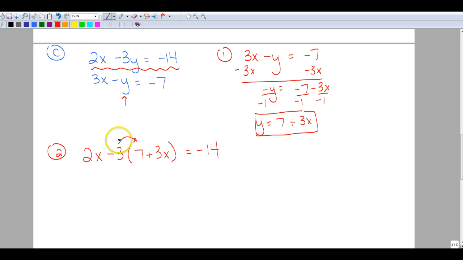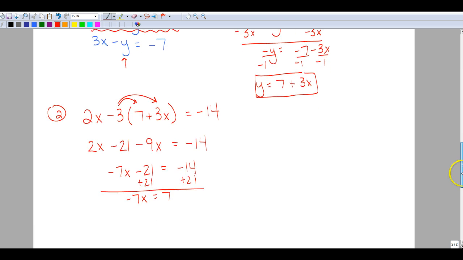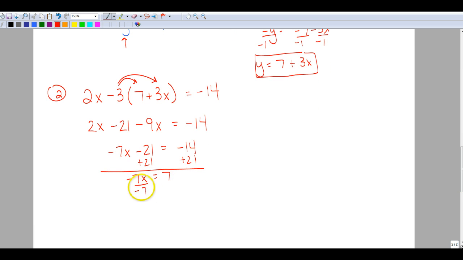Okay, so now I'm going to distribute the negative 3, and I'm going to have 2x minus 21 minus 9x equals negative 14. 2x minus 9x is negative 7x. Minus 21 equals negative 14. I'm going to add 21 to both sides and start getting this x by itself. I got negative 7x equals 7, positive. I'm going to divide by negative 7 on both sides, and I get x equals negative 1.